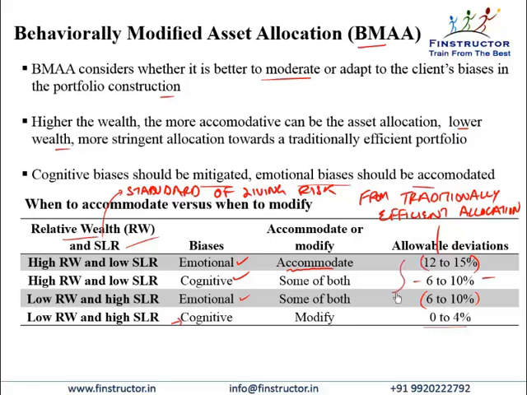So these are not hard and fast rules, guys. You don't have to remember these values. Generally speaking, we're just trying to explain that with emotional biases, you may have to accommodate more, and with cognitive biases, you have to mitigate and try to remove or reduce these biases from the investor's mind. So that was the review on the behavioral biases of individuals.